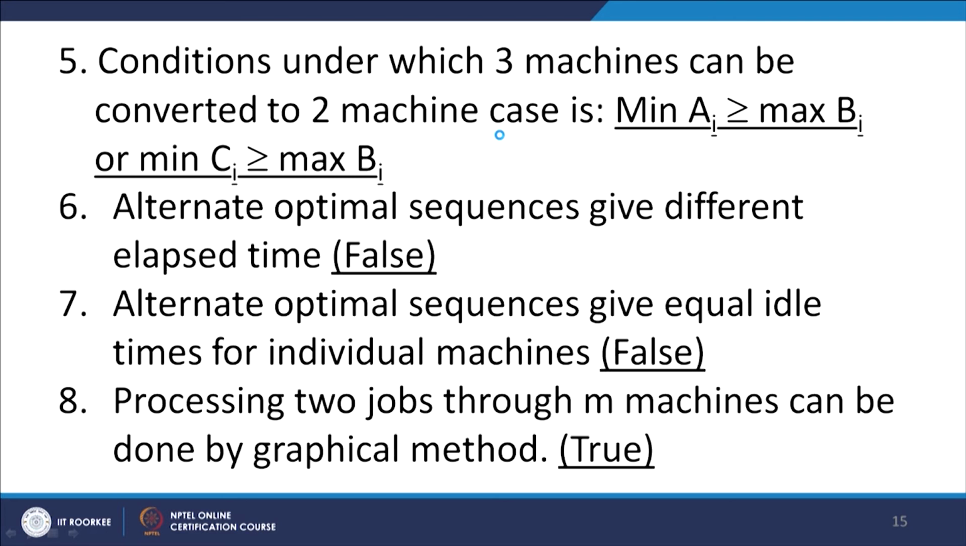Question number 6, alternate optimal sequences give different elapsed time. The answer is false. Question number 7, alternate optimal sequences give equal idle times for individual machines. Answer is false. Question number 8, processing two jobs through m machines can be done by the graphical method. True.